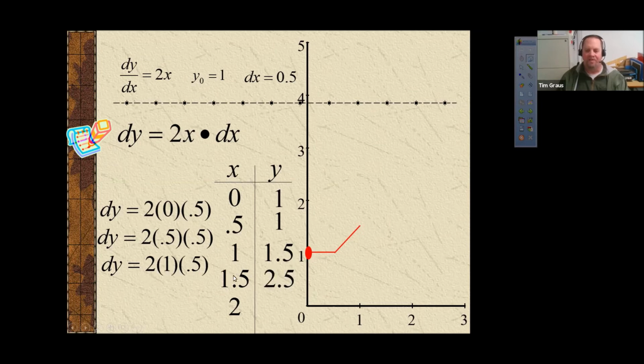Now I'll use these values to calculate dy again. Use 1.5 for x, 2.5 for y, and 0.5 for dx. 2 times 1.5 times 0.5 equals 1.5. Add 1.5 to the previous y value, and we get a y value of 4. We could go further, but I think that's far enough to now see a starting shape for this function. This is an approximation of the function that has derivative 2x and has an initial value of 0, 1.